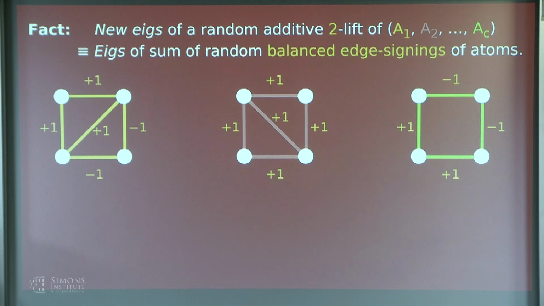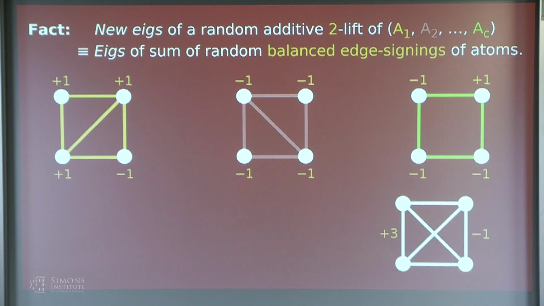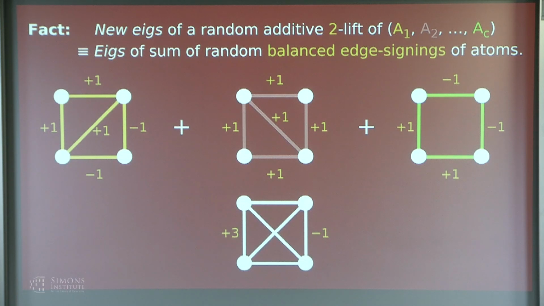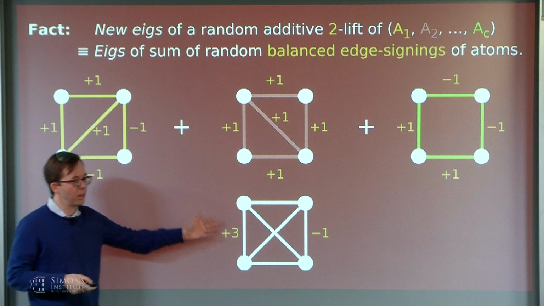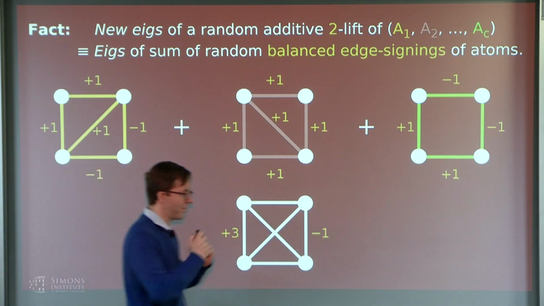So this random additive two-lift is, from the point of view of eigenvalues, basically the same as doing the following. You take your atoms, you do a random balanced edge signing of each atom, and then you literally add the resulting adjacency matrices. This will give you a multigraph, a graph with integer entries, which is fine. You can think of this as 3 parallel edges, and it's possible that plus 1 cancels with a minus 1, and that edge goes away. So you can analyze the new eigenvalues of this random two-lift by understanding just the normal eigenvalues of the adjacency matrix you get by giving a random balanced edge signing to each atom and adding the results. OK, so I'm throwing a lot of stuff at you here, but let's keep going.